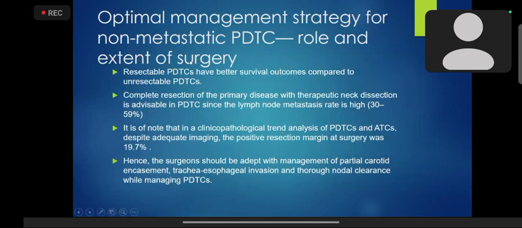Optimal management: resectable poorly differentiated thyroid cancer of course has better survival outcomes as compared to unresectable. Complete resection of primary disease and therapeutic neck resection is advisable because lymph node metastasis rate is high, 30 to 59%. And in clinico-pathological trend analysis, despite adequate imaging, positive resection margin of 19.7% is there. The surgeon should be well adapted to partial carotid encasement, tracheoesophageal invasion, and thorough nodal clearance in poorly differentiated thyroid cancer.